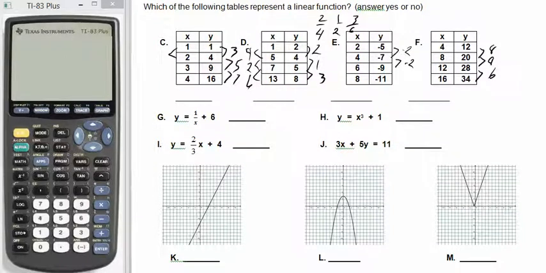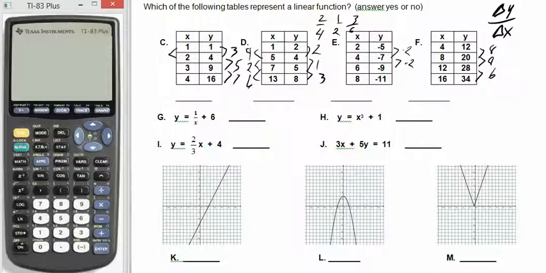All right, so on the tables, if x is going up the same every time, then y should be going up the same if it's a line. If these are not going up the same, then you have to do the delta y over delta x, and you may need to reduce the fractions. Or you could have put this in a calculator.